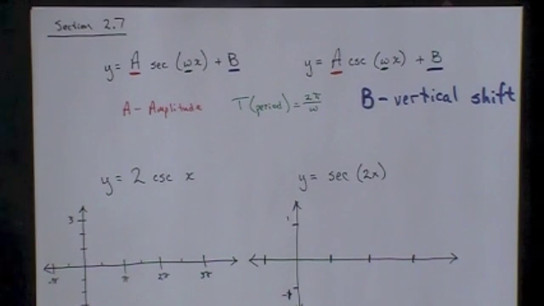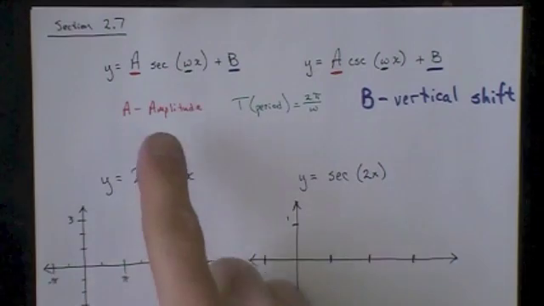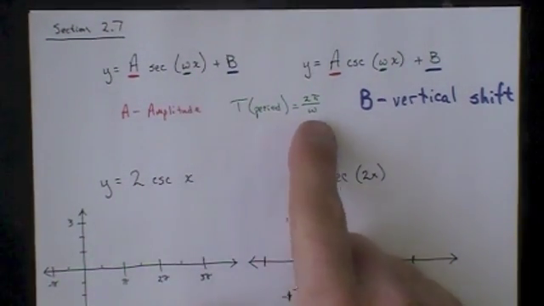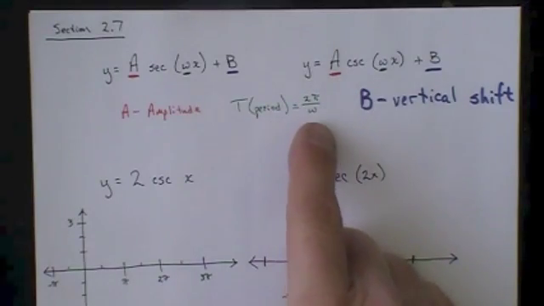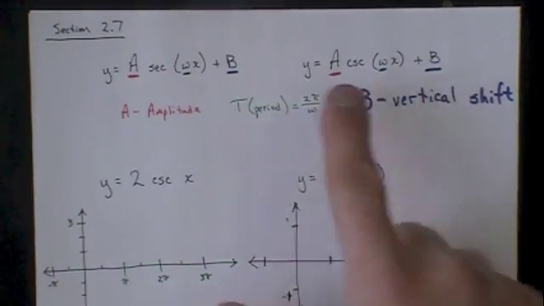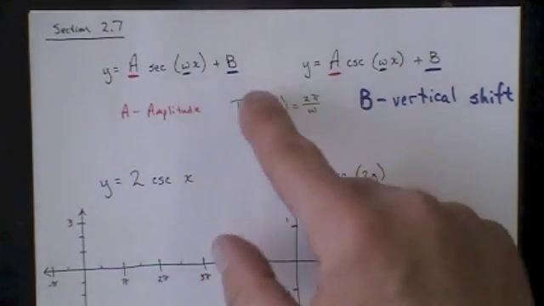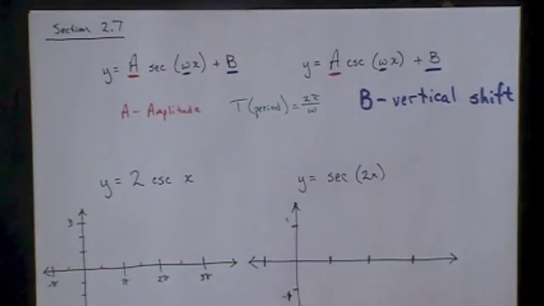With that in mind, now with section 2.7, we're looking at secant and cosecant. Again, our amplitude is going to be the a value, and our period for these two is still 2 pi. And now we're going to add a vertical shift. If we have a plus b, we're going up, minus b, going down, so that b value is going to be our vertical shift.